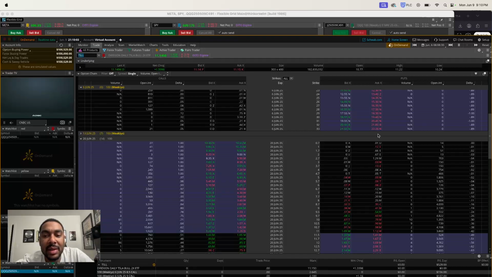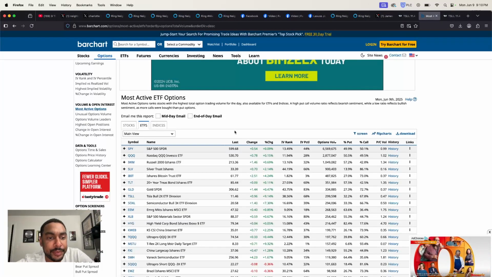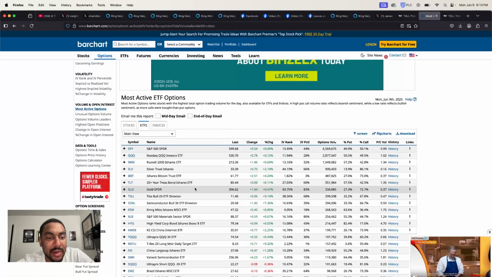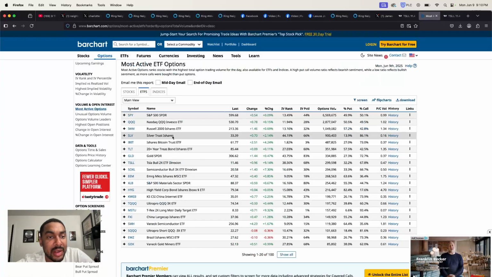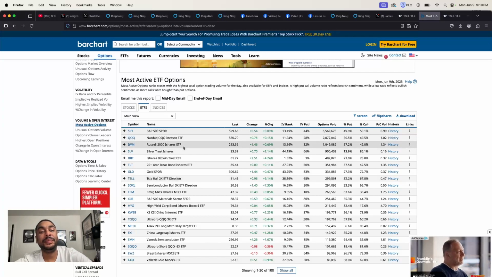Okay, so basically what I'm doing right now is a backtest on TSLL. TSLL is basically a directional ETF, and it moves in the same direction as Tesla. It's on the top today, one of the most active. What is it? The top 10. Basically, it's in the top 10 of the most active ETFs.